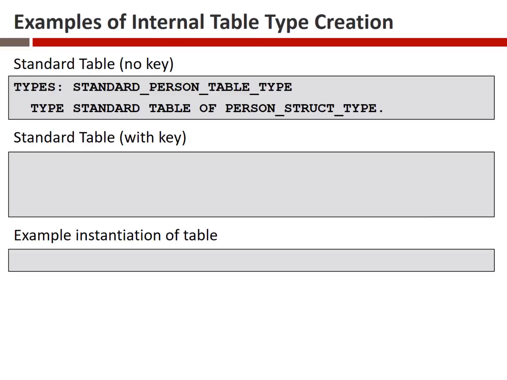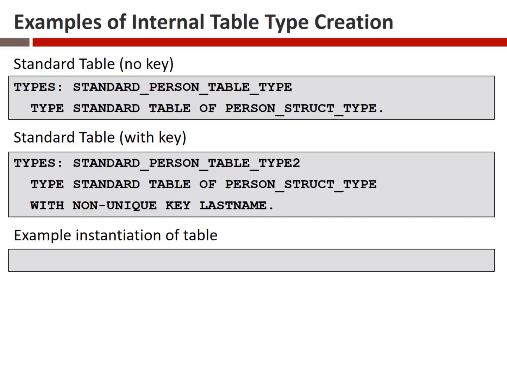So standard table, no key. And this is once again based on the handout that I gave you. So types, standard person table type, type standard table of person struct type. Seems a bit verbose there because of how long my type names are, but certainly makes it clear, and I think really not much in the way of tricky syntax there.